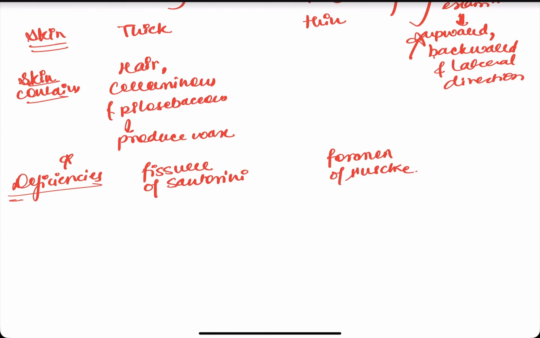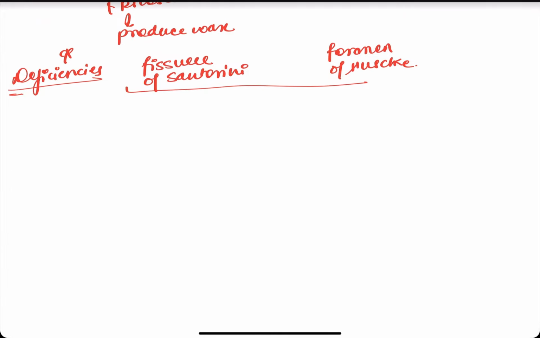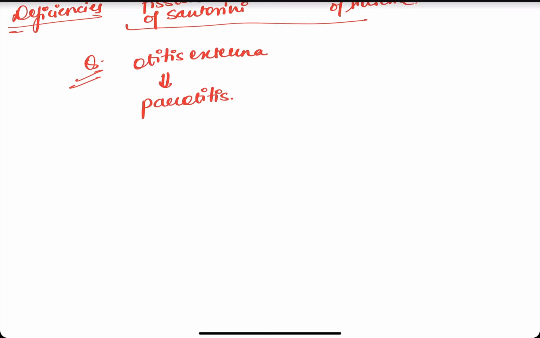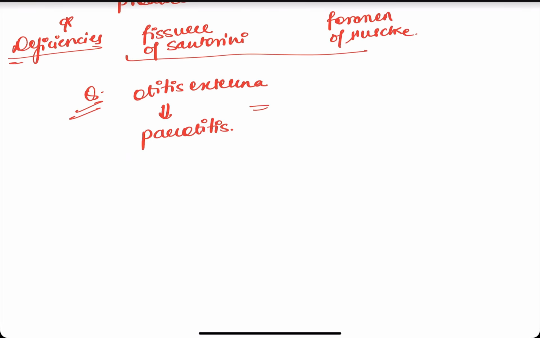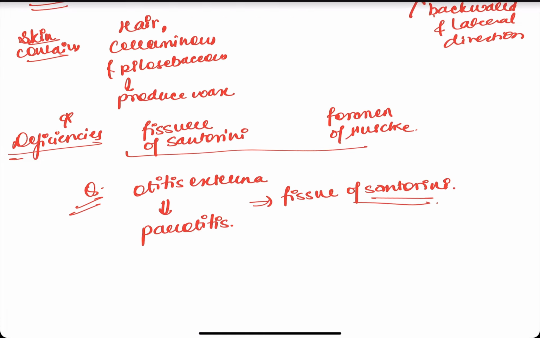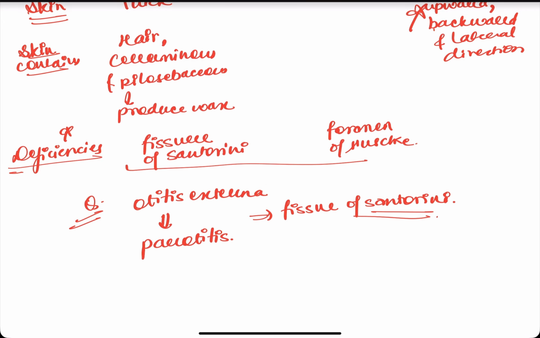On these deficiencies, there is a question that if a person has otitis externa, later he develops parotitis. From otitis externa, he develops parotitis. This is due to the fissures of Santorini, which are deficiencies present in the cartilaginous canal.